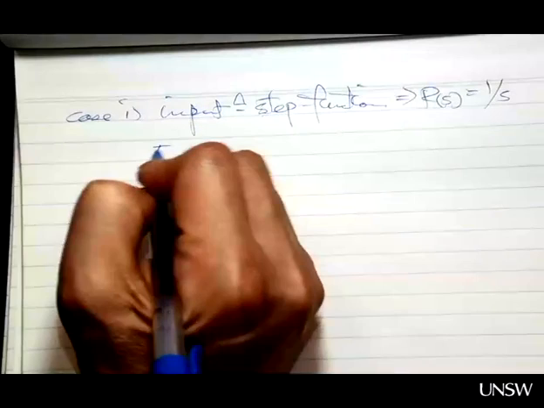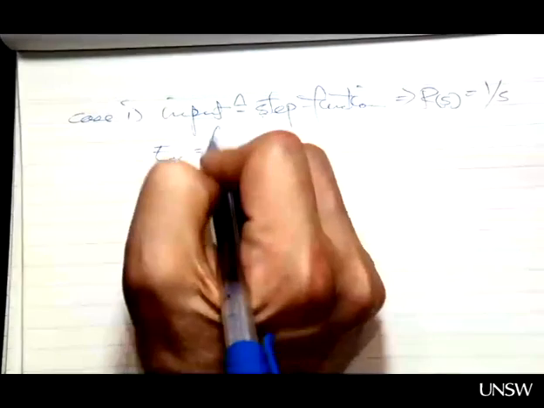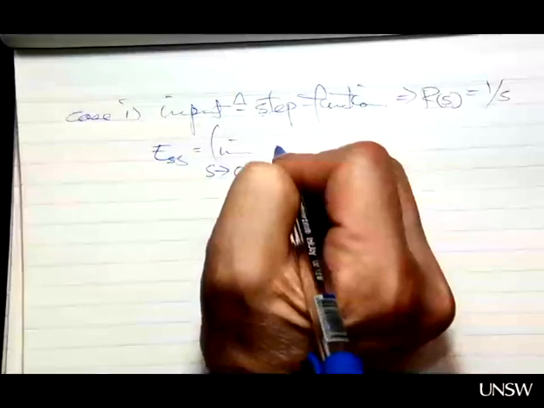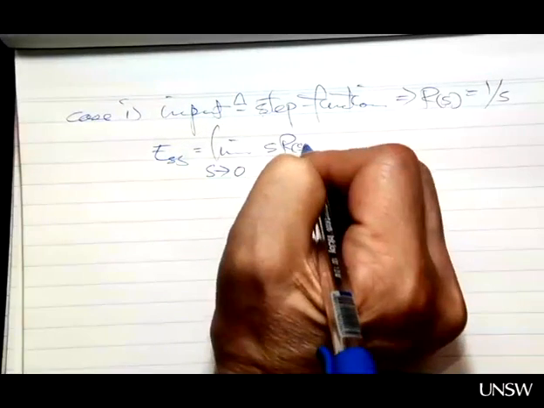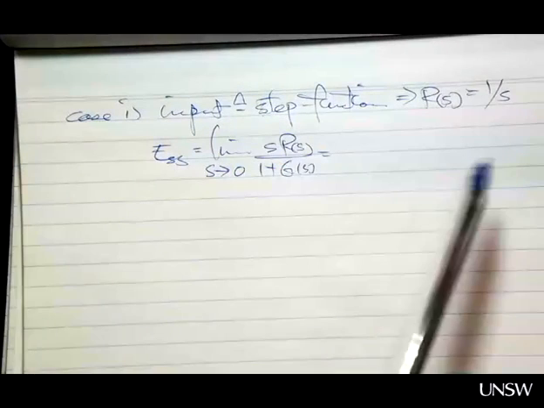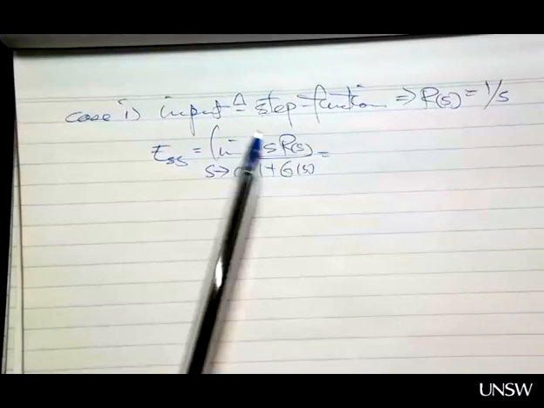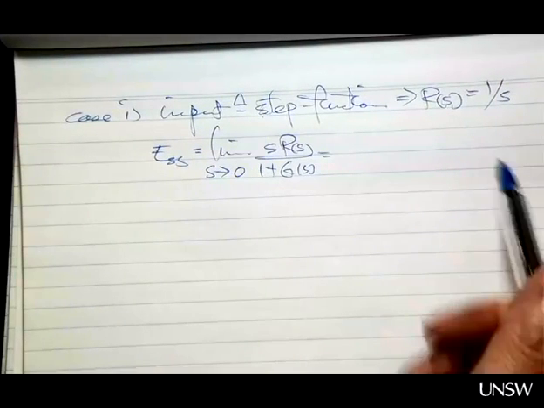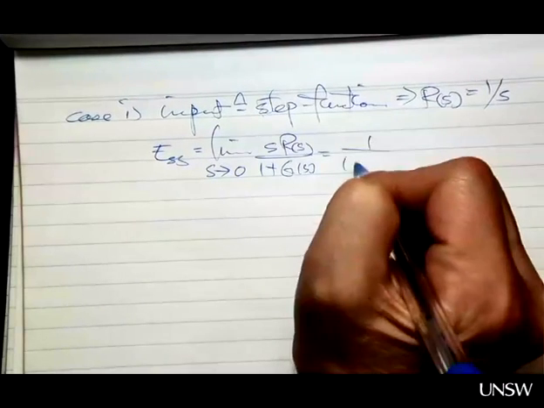Then the steady state error is the limit as s goes to 0 of s R(s) over 1 plus G(s). Okay, so this 1 over s cancels with the s here. So we have 1 over 1 plus G(s) only.